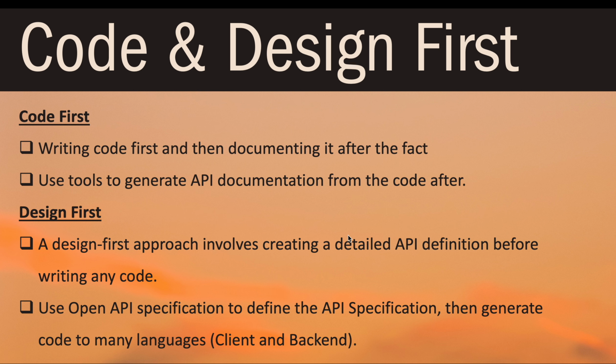With code first, you are writing code first, then documenting the code after. So you use tools to generate documentation from the code that you have written. The design first is the opposite. You write the design, the specification first, then you write code after. And in the same way, from that specification, you can generate code. And you will see why the design first approach is a bit flexible and much better approach.